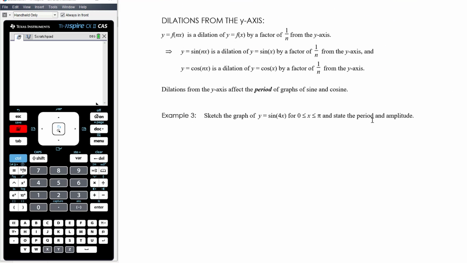So we know that f of nx is a dilation by a factor of, now remember it's 1 over n, from the y-axis. Okay, so that means that sine of nx is a dilation of y equals sine x by a factor of 1 on n from the y-axis. So the original period for sine is 2 pi. If we then dilate that by a factor of 1 on n, our new period is going to be 2 pi on n, and that will be the same for both sine and cosine functions.